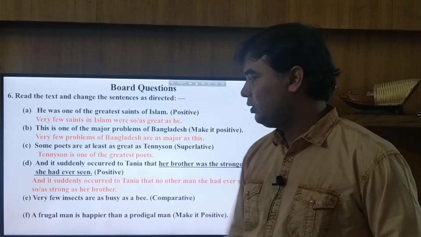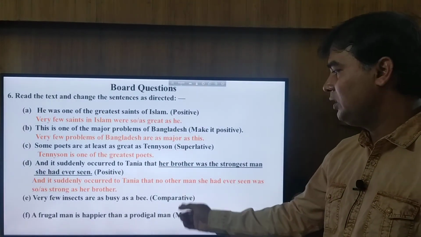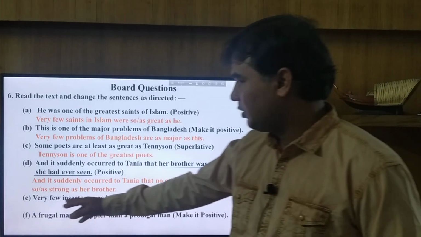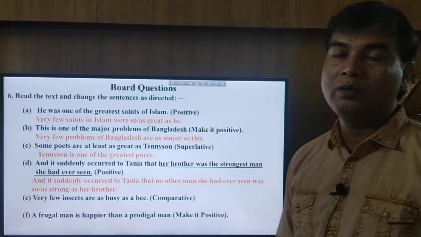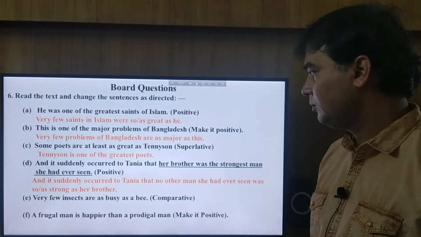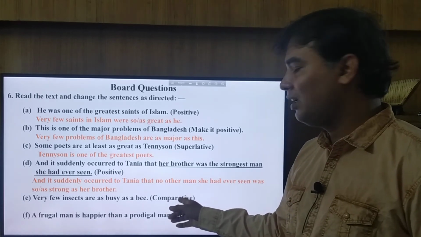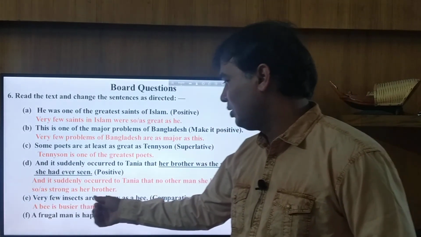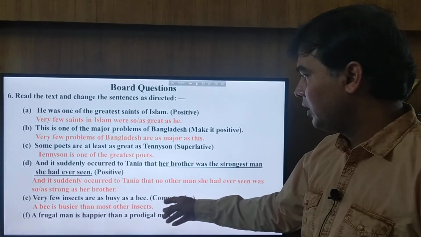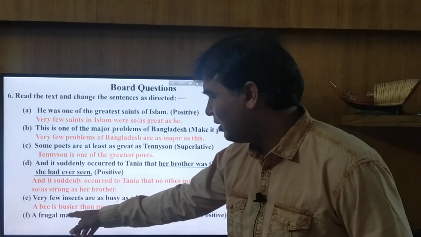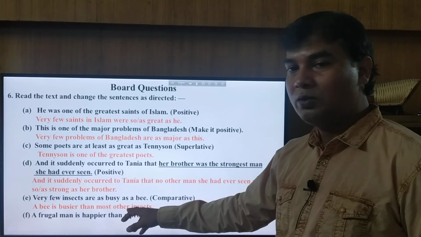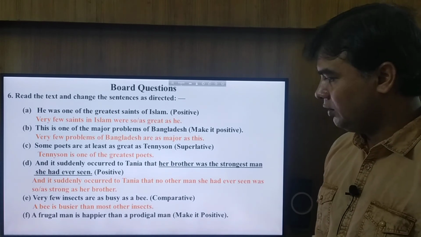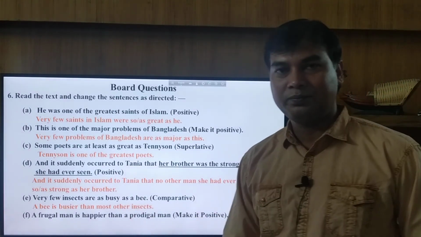Now the next one. Very few insects are as busy as a bee. Make it comparative form. It is in positive form. The sentence starts with very few. So in comparative form we have to use than most other. First of all, in comparative form you should write the subject. Here the subject is a bee, then the auxiliary verb is, then the comparative form of the adjective busy, busier, then you have to write than most other according to the rule, and then the subject insects. So the answer is, a bee is busier than most other insects.